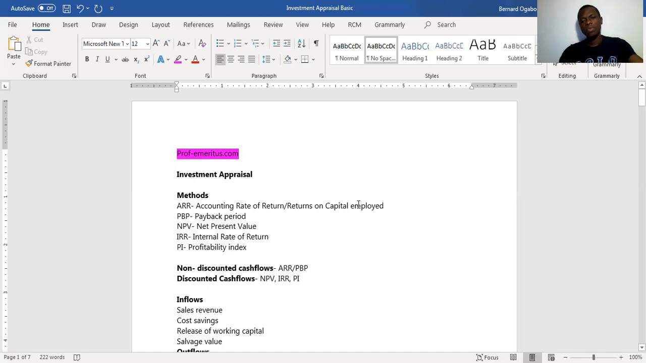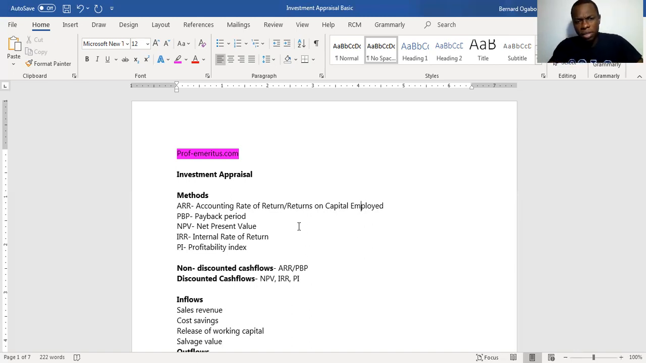But when we go to financial reporting, we will be looking at return on capital employed from a different angle, which will be calculation of accounting ratios. The next method is payback period, the net present value, internal rate of return, and profitability index. As we go ahead to solve illustrative examples, we would be able to explain a few of the methods in detail.